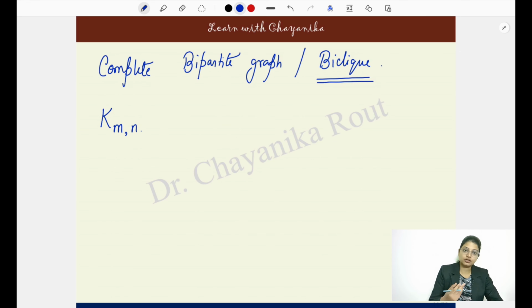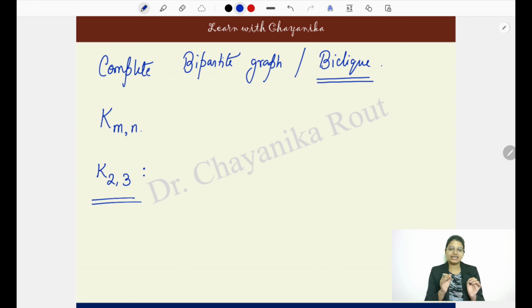So how can we draw a KMN given any value of M and N? For example, suppose we need to draw K23. What will be this graph K23? From the notation we have to understand that K indicates complete, and two elements in the subscript indicate it is a complete bipartite graph. If it is a single element in the subscript, it is a complete graph. So K23 is a complete bipartite graph in which there are two vertices in one partite set and three vertices in the other partite set. So we draw that.